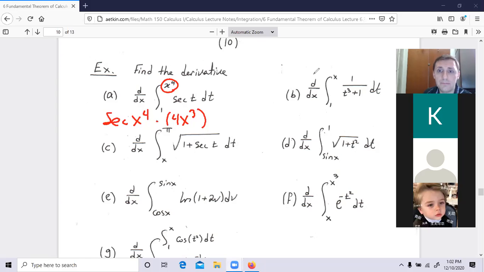Very good, Ibad. So for b, I simply write 1 over x cubed plus 1. Good? Very good. Now, what is it for c?